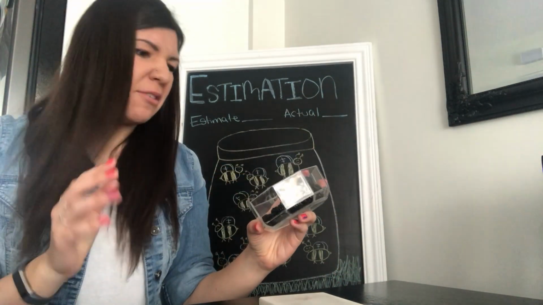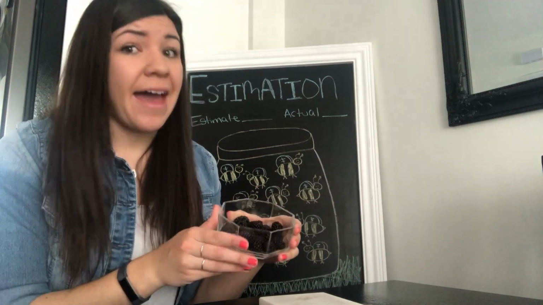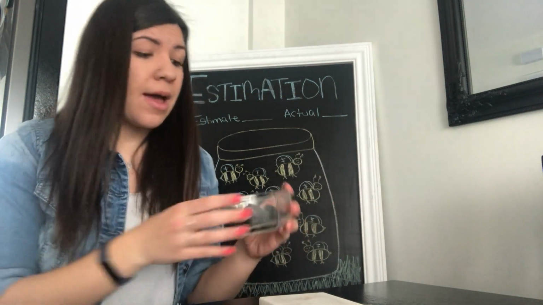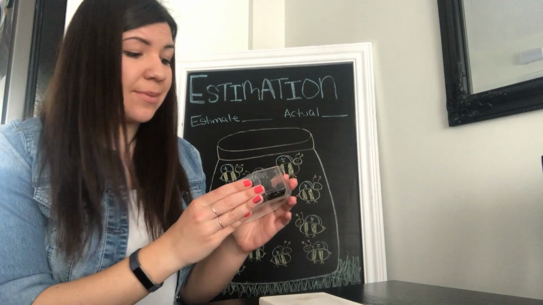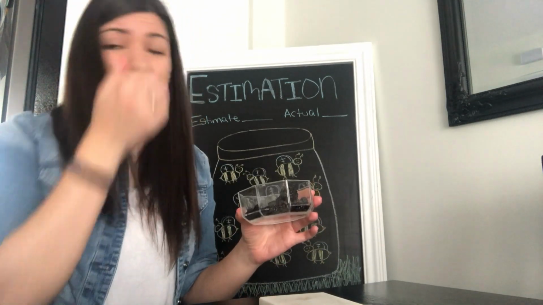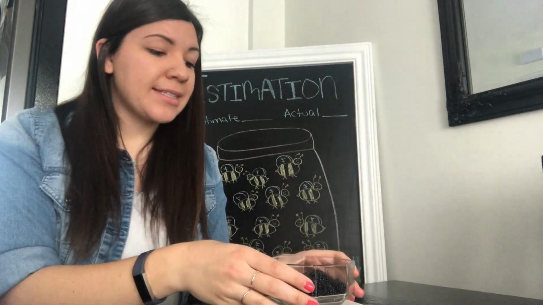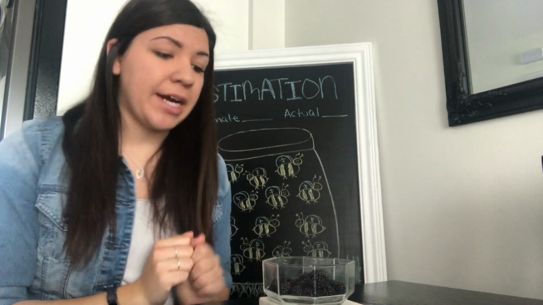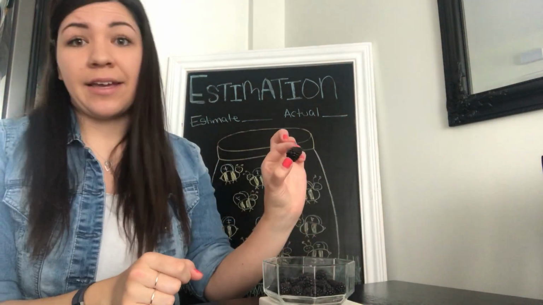I think there might be about 15 in here. That's my estimate. So I don't actually know, but just looking at it, I think there's about 15 blackberries in here. So that's gonna be my estimate. Later, you can actually count and see how many are in there.